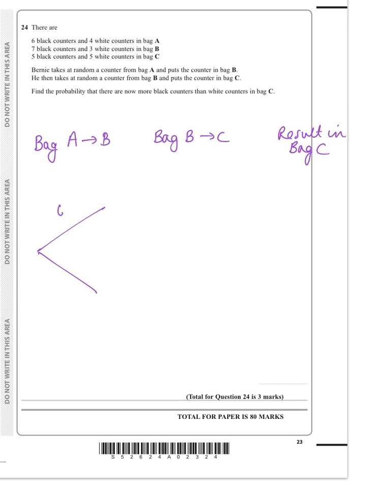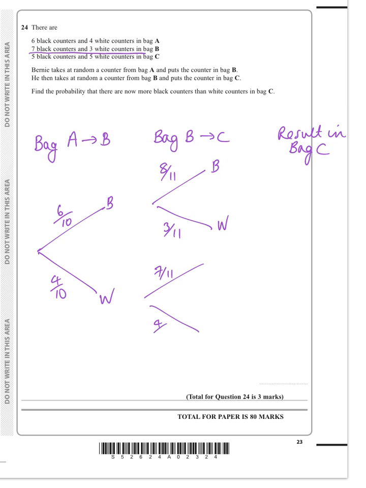So let's look at the tree properly. So in the first situation here we have 6 in 10 and 4 in 10 for black and white respectively. And then the situation in bag B would be now 11 in the bag, but 8 of them being black and 3 being white, because don't forget there was already 7 black and 3 white in there. So we can label that carefully. And then 7 out of 11 and 4 out of 11, depending whether we put a white in or not.